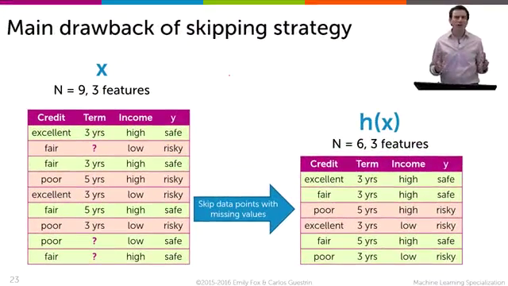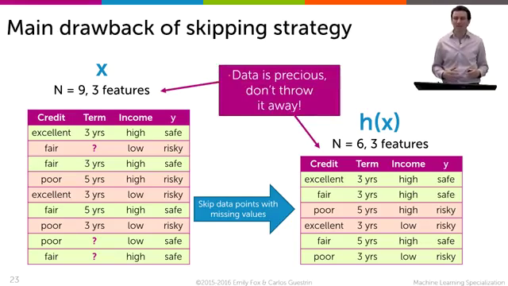I'm personally not a hoarder. I don't collect a lot of things. I don't really care about stuff that much. But when it comes to data, I really feel bad about throwing it away. I don't want to throw away data. And so going down from 9 data points to 6 data points just pains me. I don't think it's a really good idea.